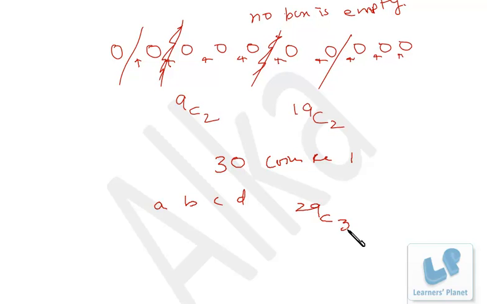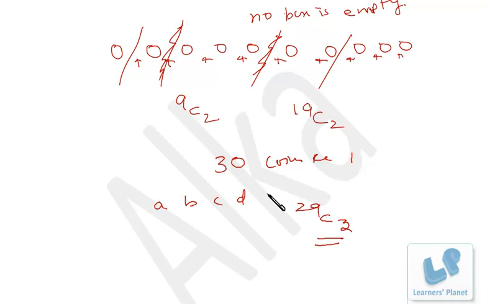So that's 29C3 ways if you wish to distribute 30 coins of rupee 1 among these 4 persons, such that none of them will get 0, or everybody will be getting at least 1 coin, right? So this is how you can make this problem very simple.